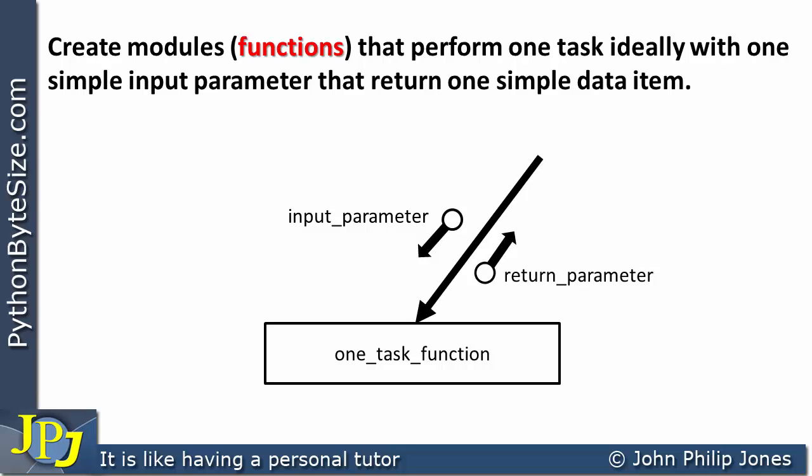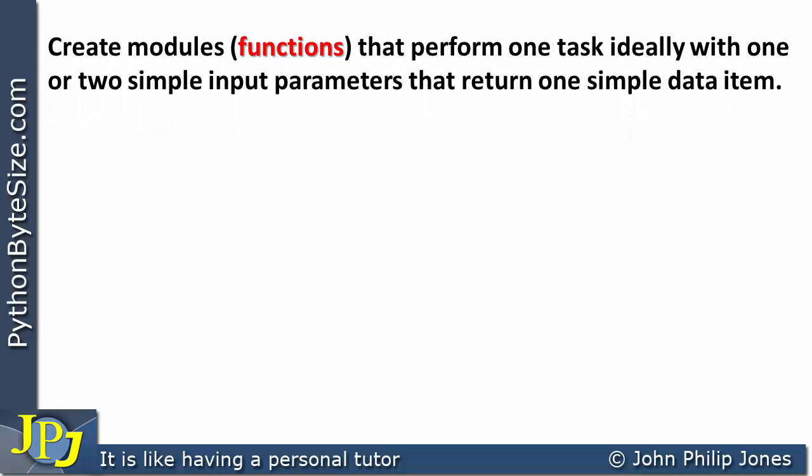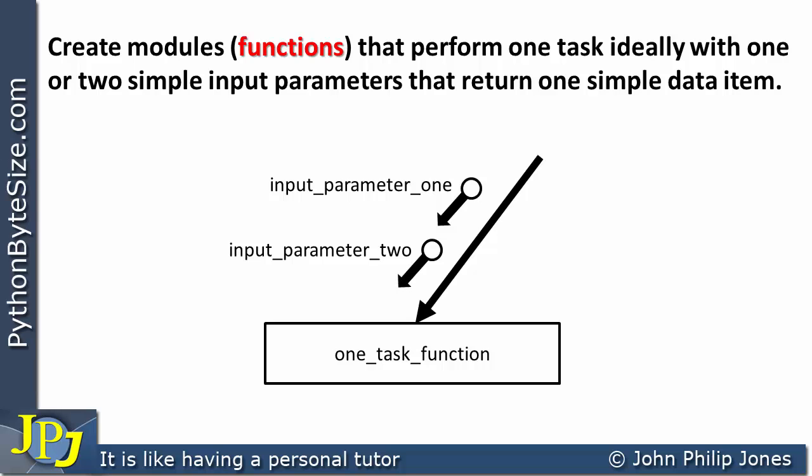You can't always achieve this, by the way, but that's what we're aiming for. We're aiming for a structure chart that when you look at it has this kind of calling. One task functions are being called that take one input parameter and return one value. Something else that is acceptable is to create modules, i.e. functions, that perform one task, ideally with one or two simple input parameters that return one simple data item. For example, if we have a call here that calls a one task function that sends it an input parameter, sends it another input parameter and has one thing returned, this is an acceptable thing to see throughout your structure chart when you're designing your computer program, your computer system.